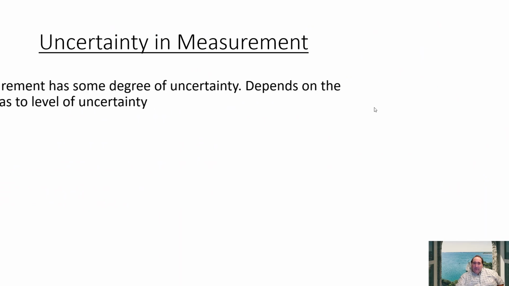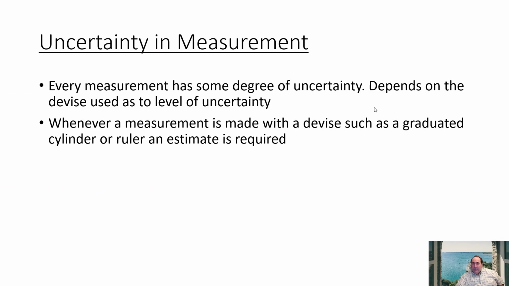All right, so let's talk a little bit about measurements and the uncertainty in measurements. When we do have measurements, regardless of the measurement that we take, there's always going to be some degree of uncertainty when you take a measurement. The degree of uncertainty really will depend on the piece of equipment that you're using, and that will also determine how far you can take an actual reading.